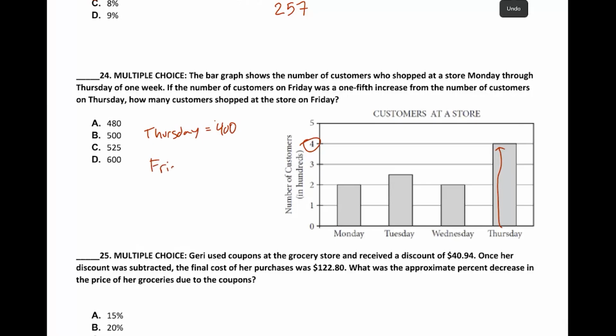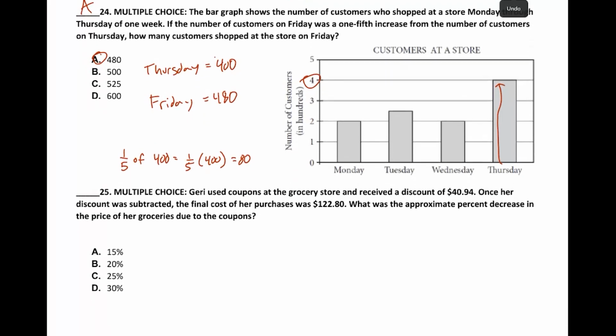Now on Friday, it says it goes up. There's a 1/5 increase. So we need to figure out what's 1/5 of 400. So 1/5 of 400 is 1/5 times 400. Let me go ahead and just type that in my calculator. 0.2 times, 1/5 is 0.2, times 400 is 80. So that means that we had an increase of 80 customers. So Friday should be 480, which is answer choice A.